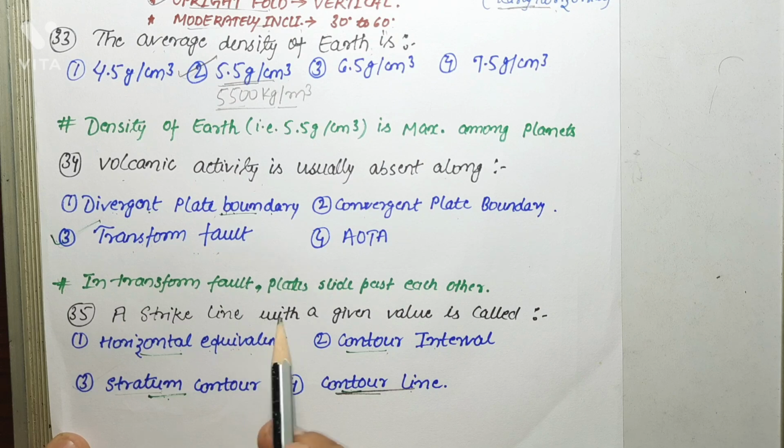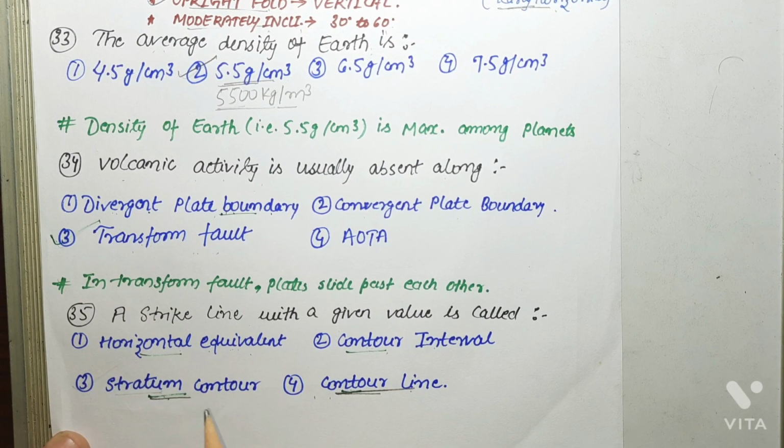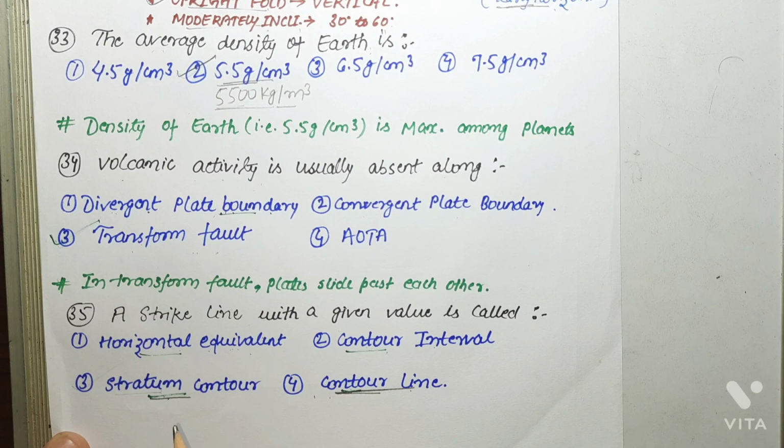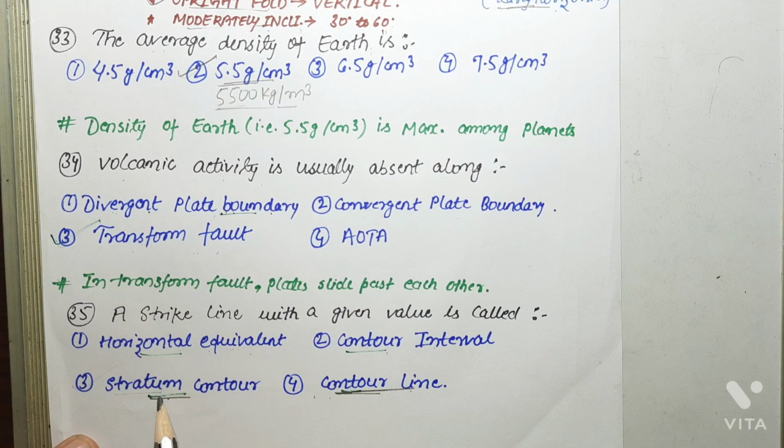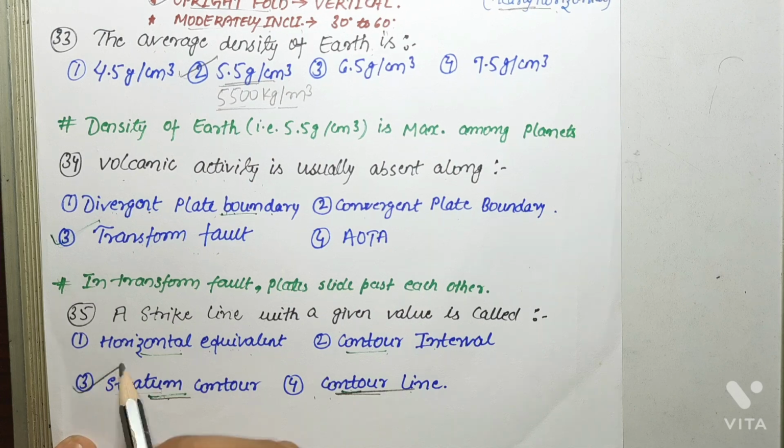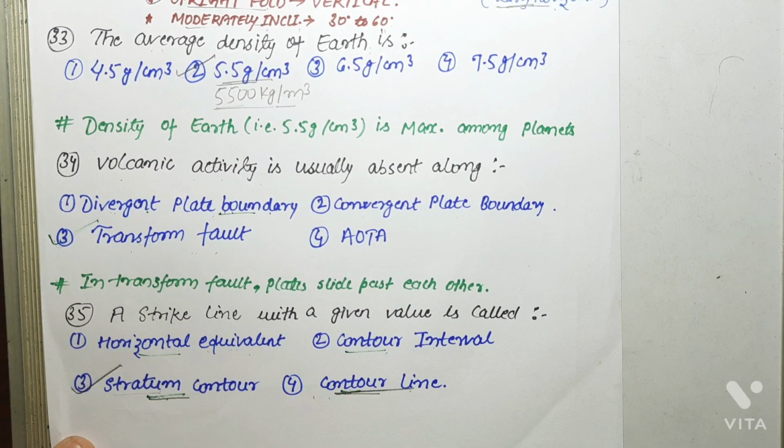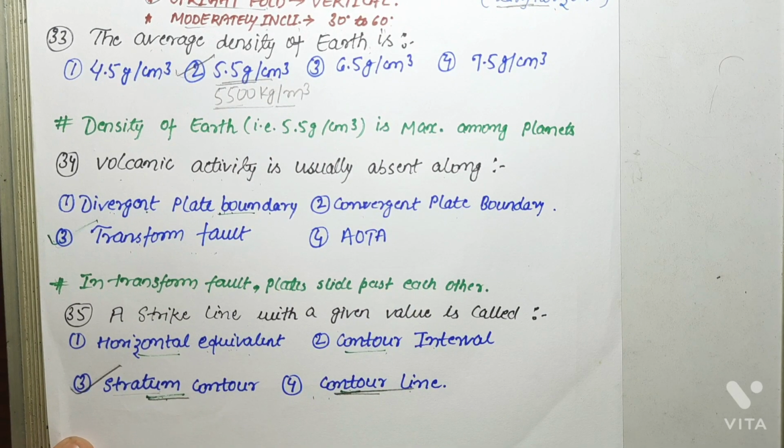So this is not the definition of the first, second and fourth. In case of stratum contour, these are the strike lines on a bed at different regular elevations. Okay, so yeah, stratum contour is the correct answer, which are the strike lines with a given value. Okay, so the correct answer is stratum contour. Let's go with another question.